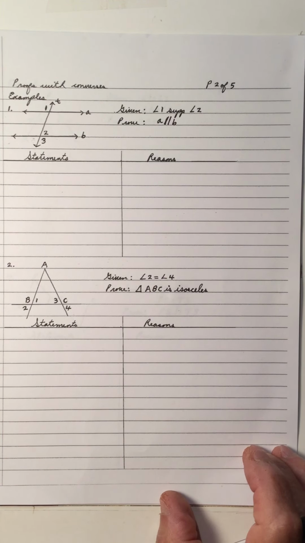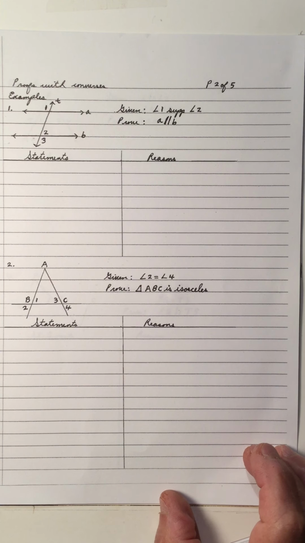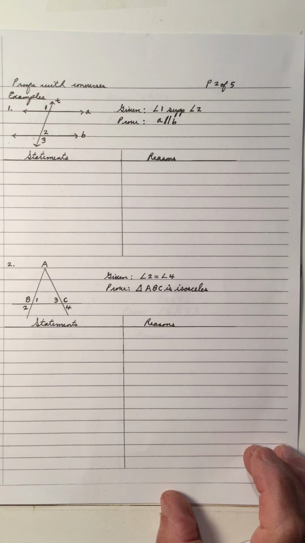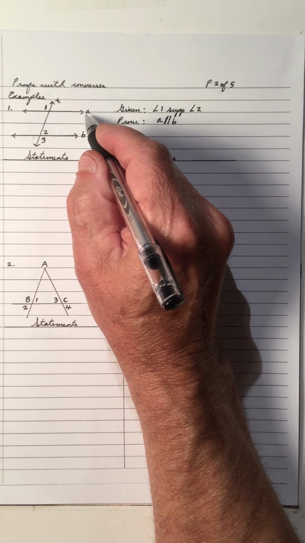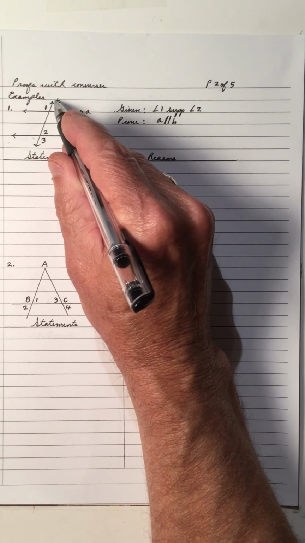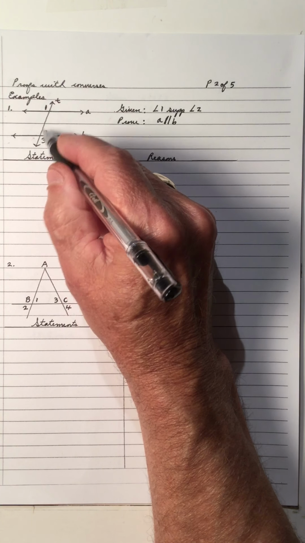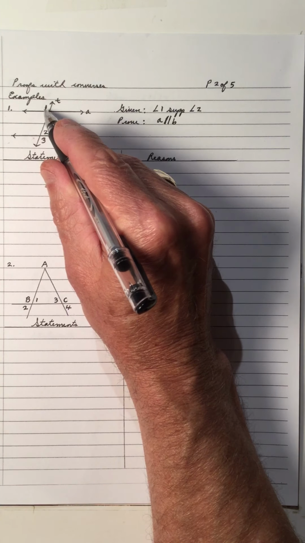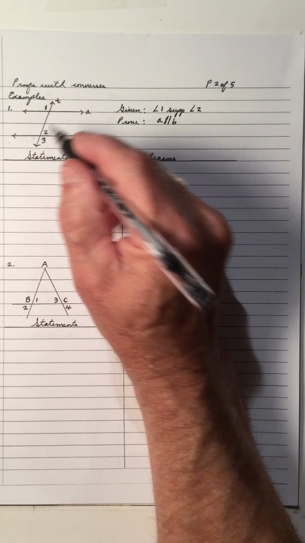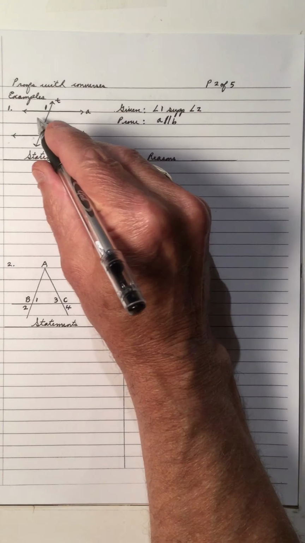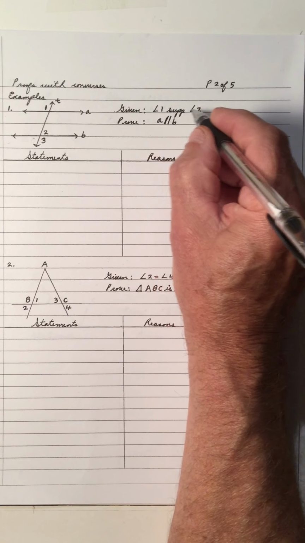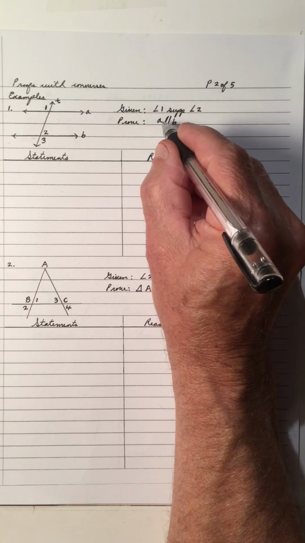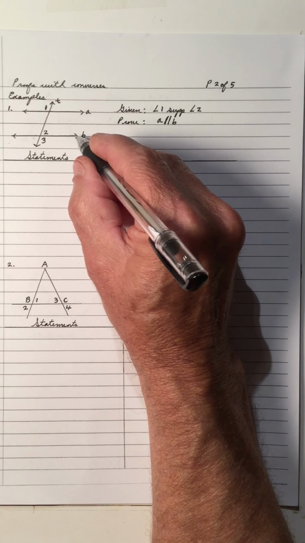Proofs with converses. Let's do some examples, and if you wish you may pause your video and work them out before me, your choice. We have a diagram with two lines, A and B, and transversal T intersecting these two lines, forming angles 1, 2, and 3, and more angles, but I just named them that way. We're given that angle 1 is supplementary to angle 2, and we have to prove that A is parallel to B.